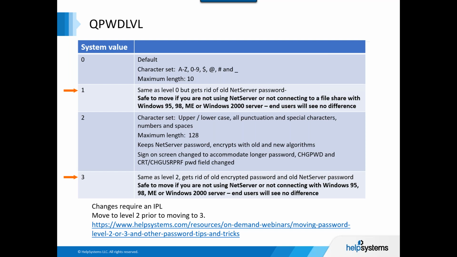Even if you do, they have to be connecting to a file share to have that password be used. So if you're not connecting to file shares, or you're not connecting with one of these old clients, it's safe to move up to this higher level and get rid of that weak and very vulnerable hash. Now, I talked in detail about moving to a higher password level in another Coffee with Carol, and I've put the link there so that you can go and watch that if you need to.